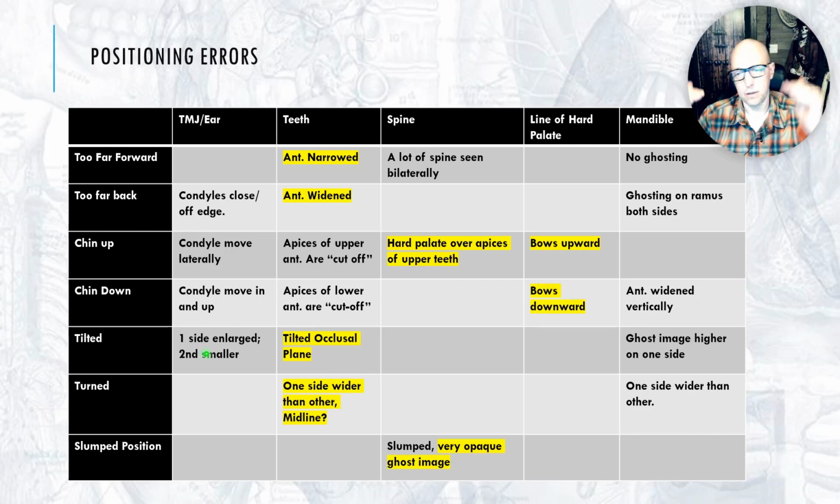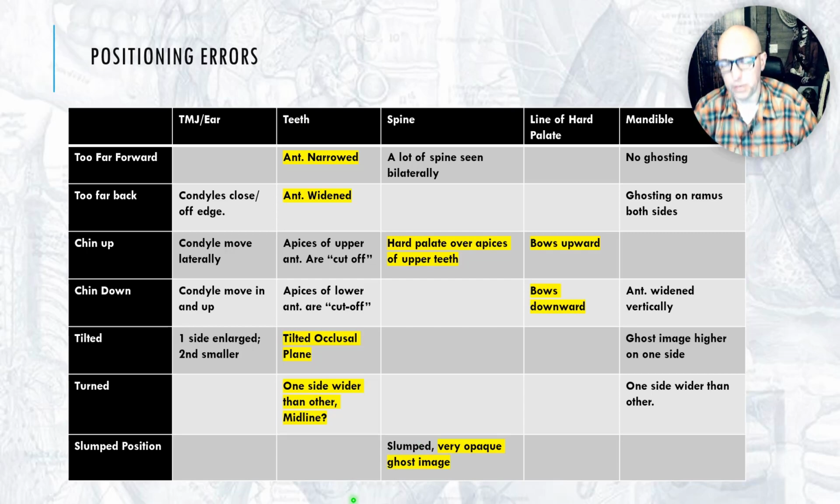Tilted, that's pretty easy to tell. You can tell when the pano is tilted. It looks like you would expect. So tilted occlusal plane to the direction that it's tilted. Turned, and I showed you that one already. One side's going to be wider than the other. It can be a little tricky determining which side they've turned, but if you look at the midline, and the midline's way over this way, you know they turned to the right, and vice versa. Slumped, I'll show you an example of what we mean by that.